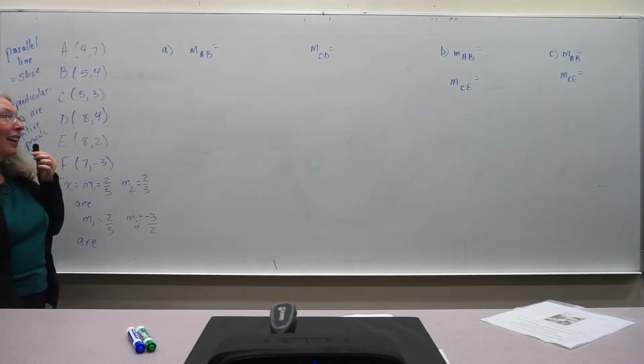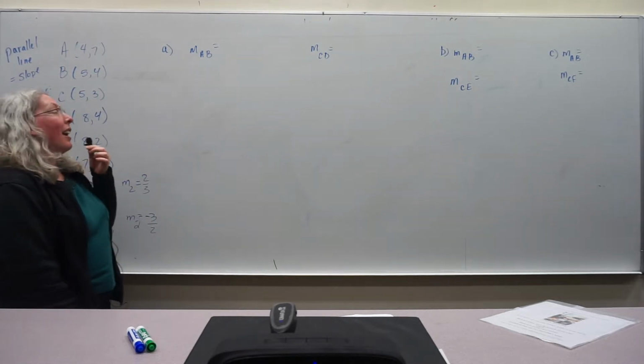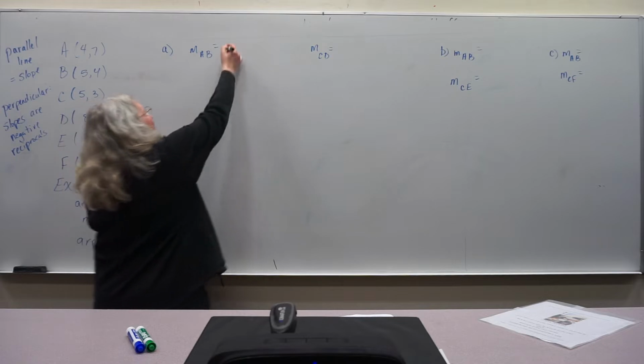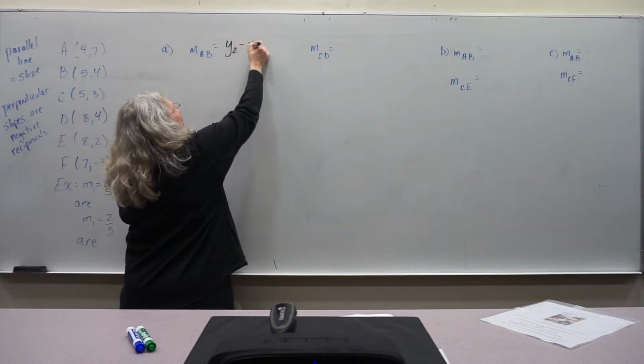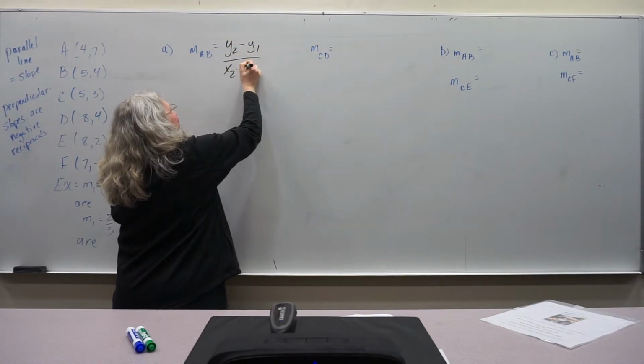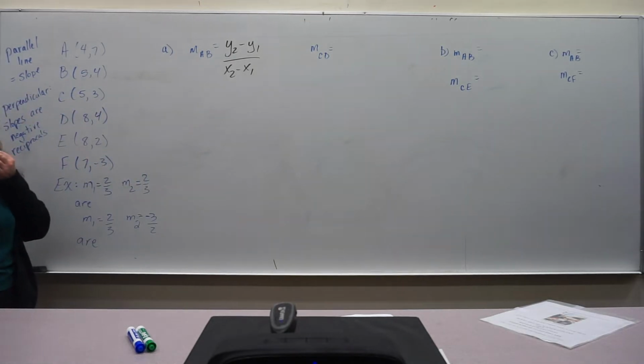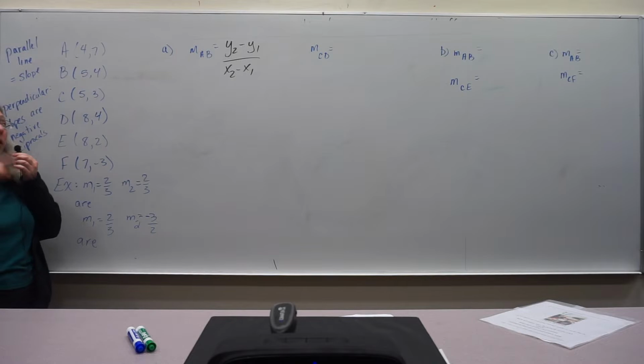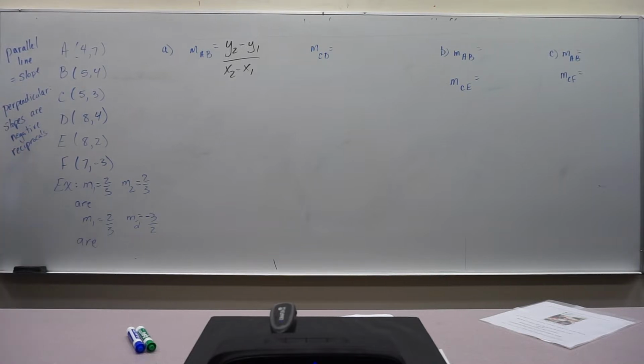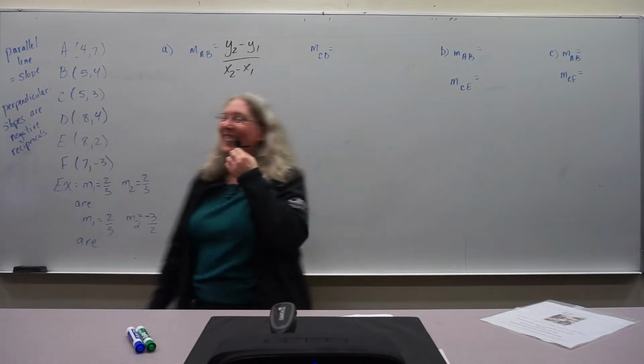So we had looked at the equation for the slope of a line, and if you remember, it's y2 minus y1 over x2 minus x1, regardless of where your two points are, as long as you always pick the same point for 2 and the same point for 1. So I've got a bunch of points here. We're going to look at parallel and perpendicular lines.